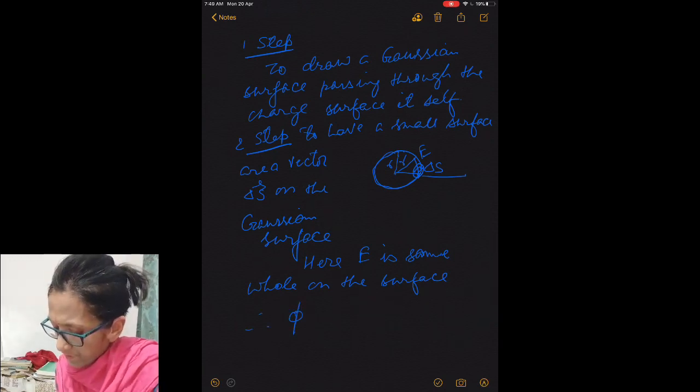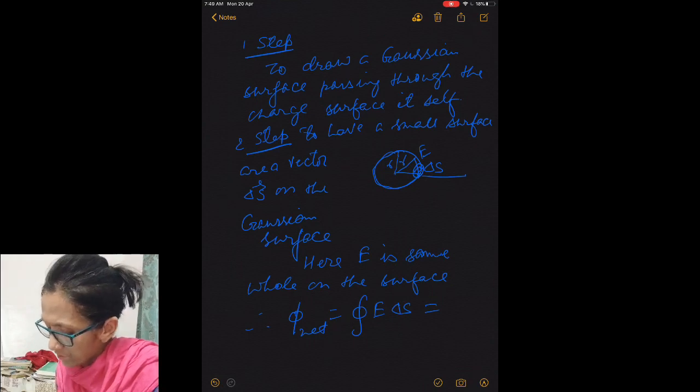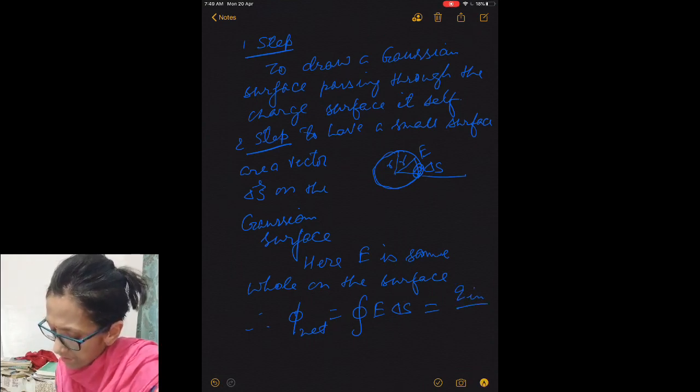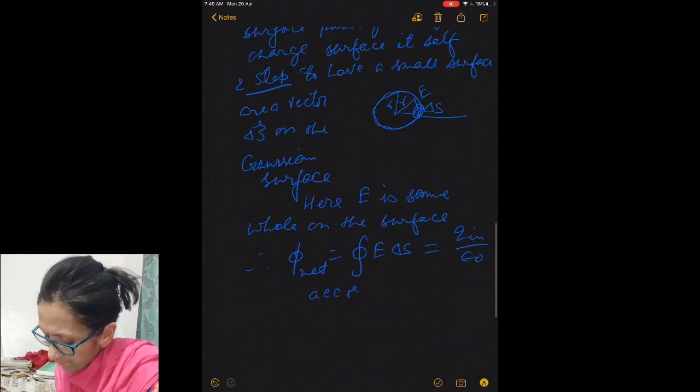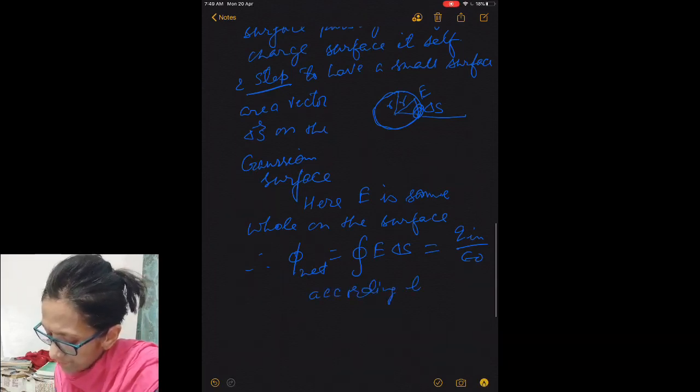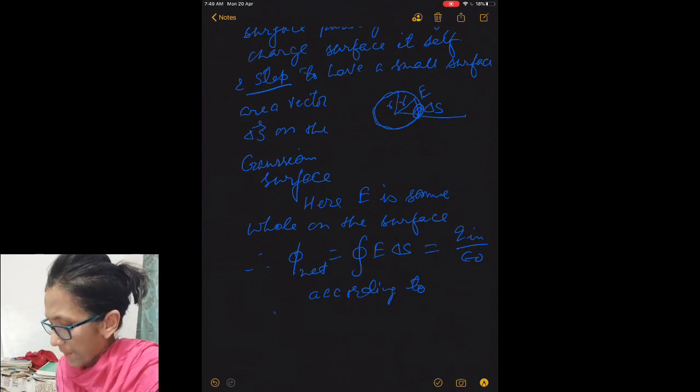Therefore, the net flux phi is equal to the surface integral of E dS, and according to Gauss's theorem, this is equal to Q enclosed by epsilon naught.